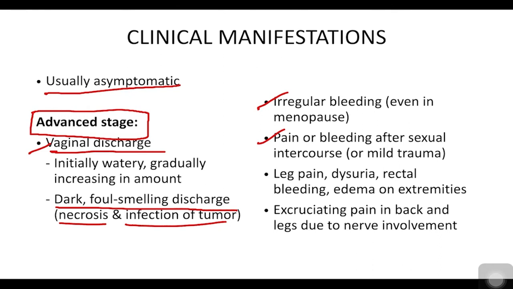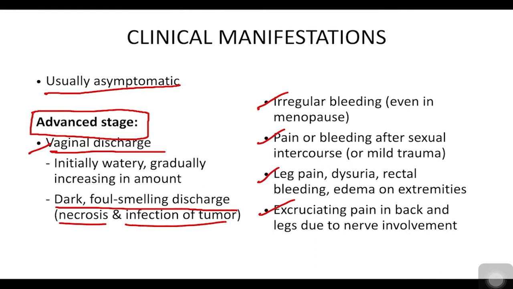There is leg pain, dysuria, difficulty in urinating, rectal bleeding, and edema on the extremities. The feet are swollen and it's not known why. The x-ray is okay, the circulation is also okay when checked. So, this might also be a cause because it's already a late advanced stage. And excruciating pain in the back of the legs due to nerve involvement. So, the back of the legs is painful, radiating, because that's a nerve area too. Right? The perineal part is sensory, sensitive, and it has nerves connecting all over until the back of the legs. That's why it's usually excruciating pain in the back.